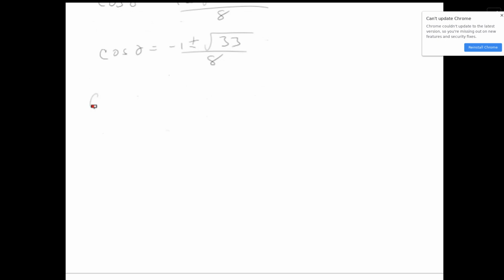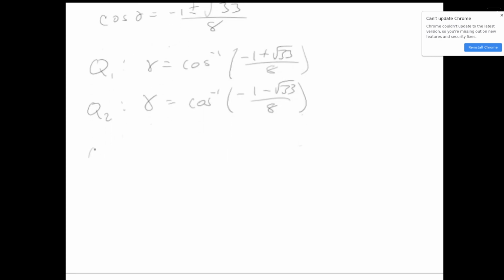So the best we could do is look at all of the quadrants. For the first quadrant, we want to just look at the positive version of this. And we get gamma is equal to arc cosine of (negative 1 plus root 33) over 8. For quadrant 2, since our cosine is defined in quadrants 1 and 2, here we have arc cosine of (negative 1 minus root 33) over 8.